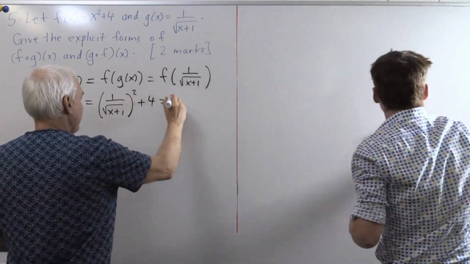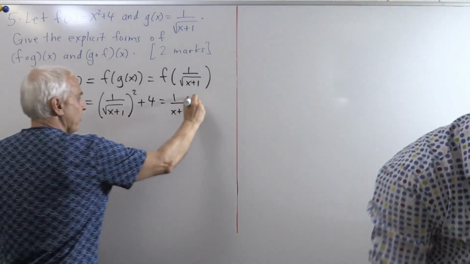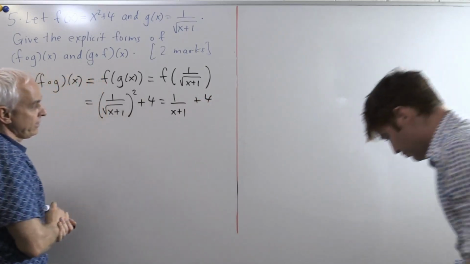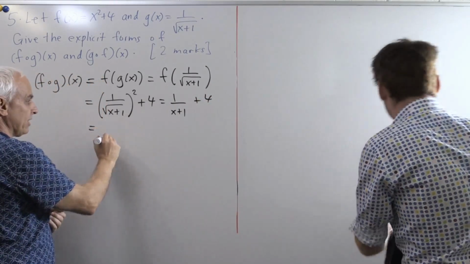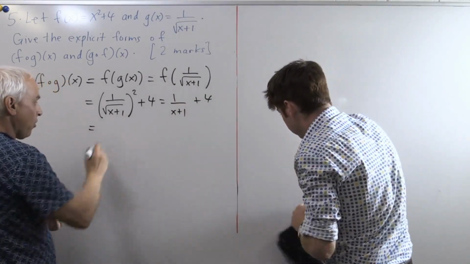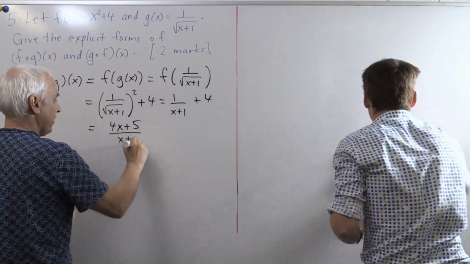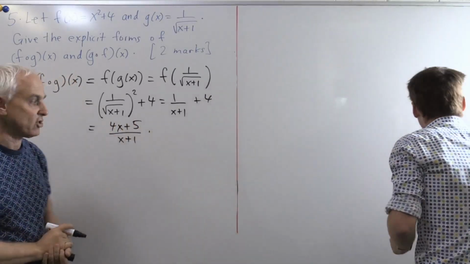Well, that's not too hard. That's going to be 1 over x plus 1. We square the square root plus 4. And we could leave it like that, or maybe we could clean it up and put things over a common denominator. There'd be a 4x plus 4 and plus 4x plus 5 altogether over x plus 1. So that's the composite in that direction.